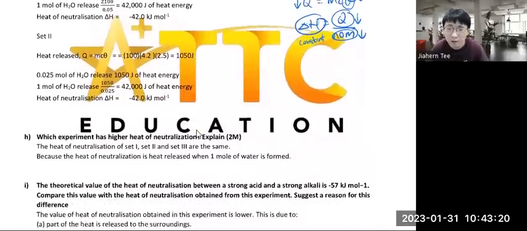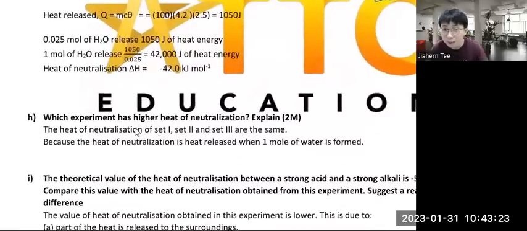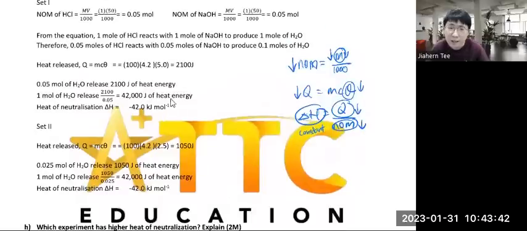Everything is the same. So from here, sometimes they ask you, which experiment has higher heat of neutralization? And you see that set 1, set 2, they're all the same heat of neutralization, because heat of neutralization is heat released when 1 mole of water is formed. Because when you calculate in terms of 1 mole, everyone is the same. The reason why they have different Q, you see, set 1 Q is 2100, set 2 Q is 1050, because lesser concentration means lesser water molecules form, then get lesser heat. But if you compare in terms of per mole of water, they are the same.